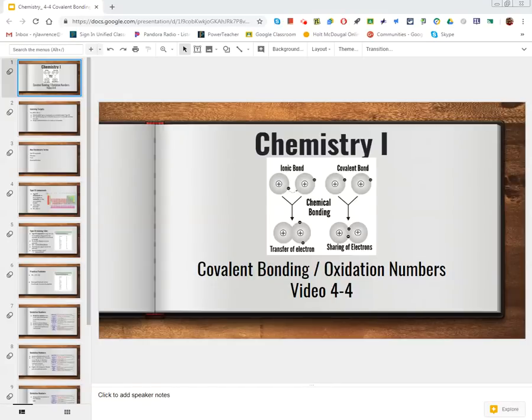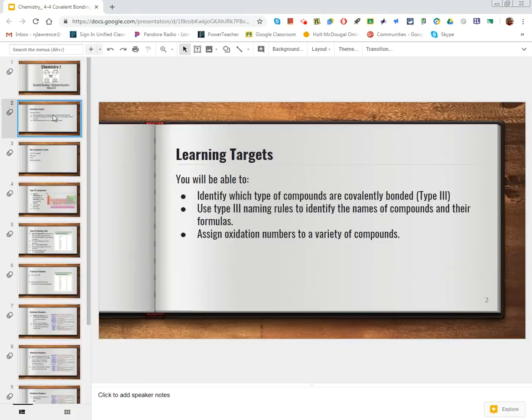Welcome to video 4.4 on covalent bonding and oxidation numbers. In this video, you're going to be able to identify which type of compounds are covalently bonded, hence using the type 3 nomenclature. You will also use those type 3 naming rules to identify the names of the compounds and then also turn around and write out their chemical formulas.